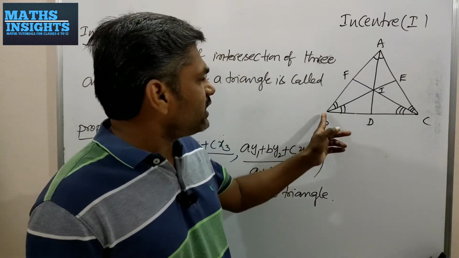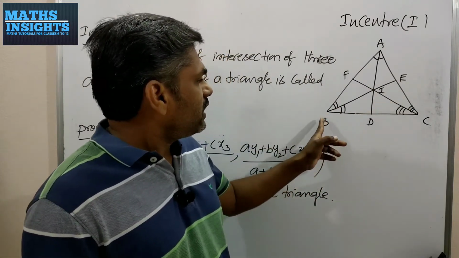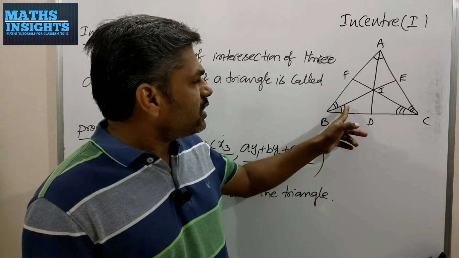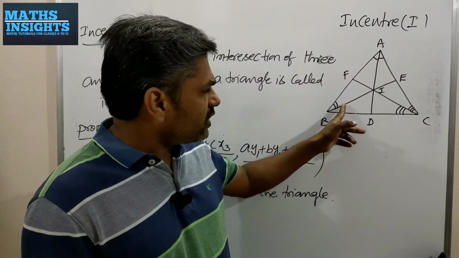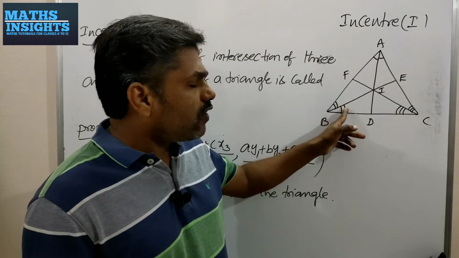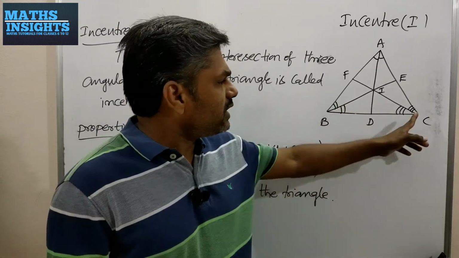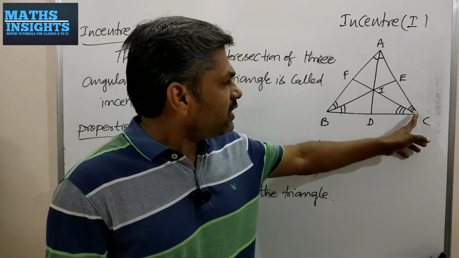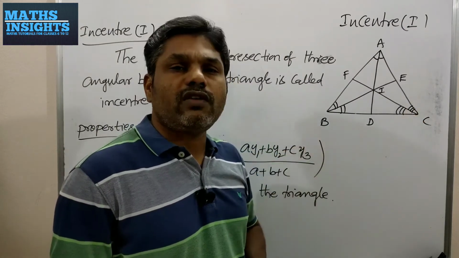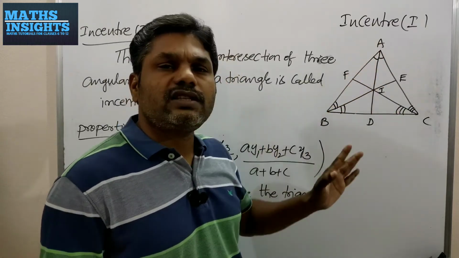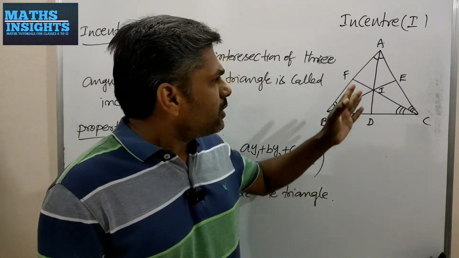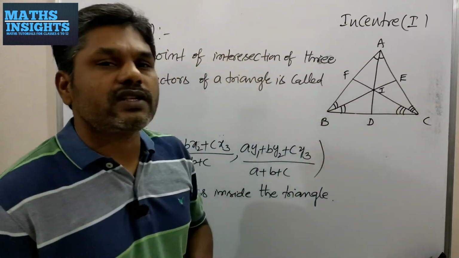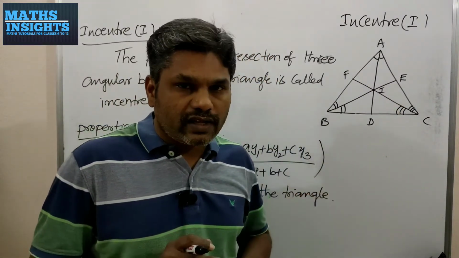You may have a second angular bisector, of angle B. It is dividing the angle into two equal halves. That's why I am representing the two halves with the same symbol. Similarly, you may have the third angular bisector, dividing the angle into two equal halves. All these three angular bisectors meet at a point, and that point is called the incenter of the triangle.